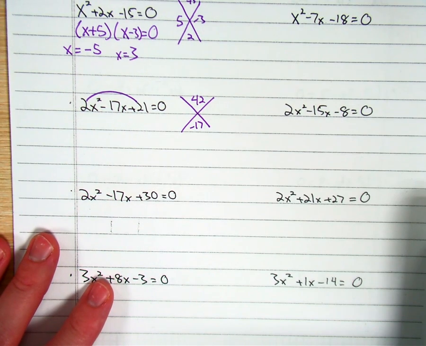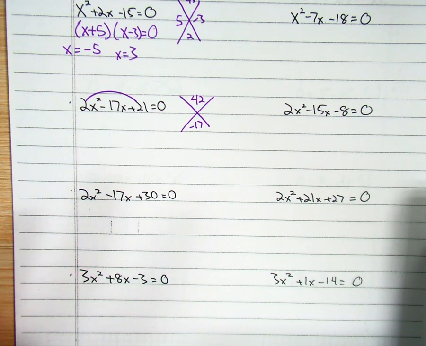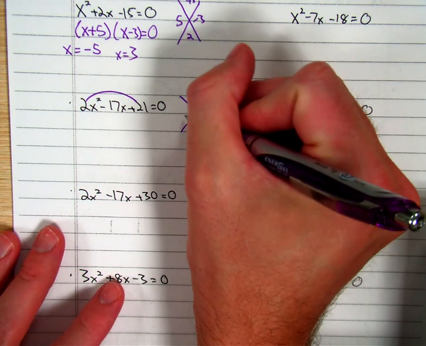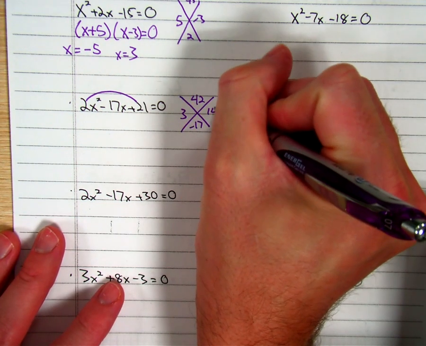This one is a tricky one. Something that you wouldn't necessarily think about. 42, a lot of us get stuck on 2 and 21, but there's another one. 6 and 7, there's another one. 14 and 3. 14 and 3.